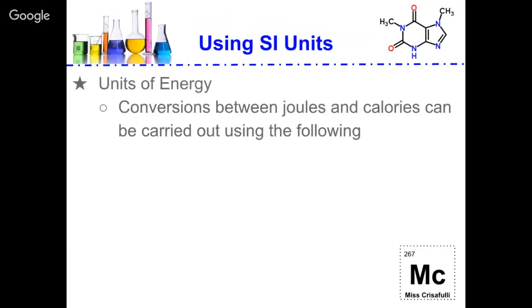We can convert between joules and calories by using the following relationship. 1 joule is equal to 0.2390 calories, or 1 calorie is equal to 4.184 joules. Either one of those can be used to flip back and forth between the two units.